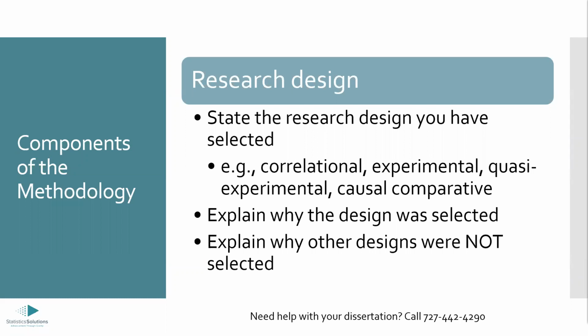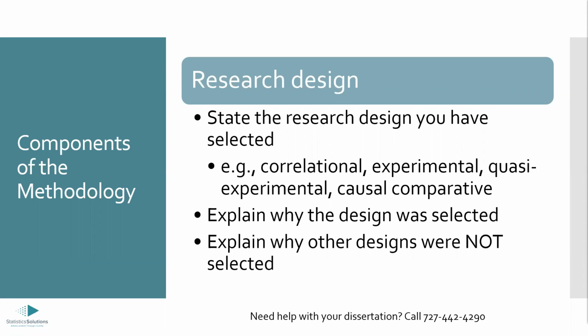But for the research design part, you'll want to start by stating what specific research design you've selected. So whether it's correlational, experimental, quasi-experimental, causal comparative, or another design, you want to state what that design is, and you want to state why the design was selected for your study. So you'll want to talk about this in relation to your problem, purpose, and research questions. The research design should align with those aspects of your study. So you should be able to rationalize your selection of the research design based on those things.